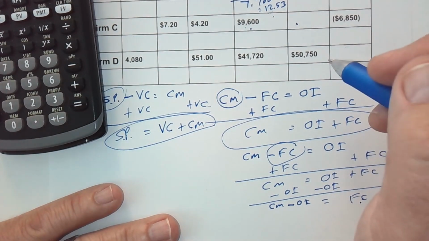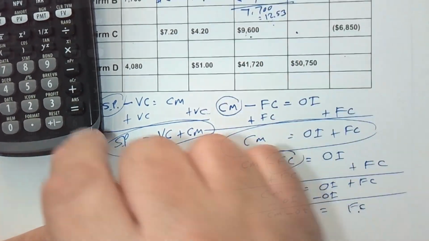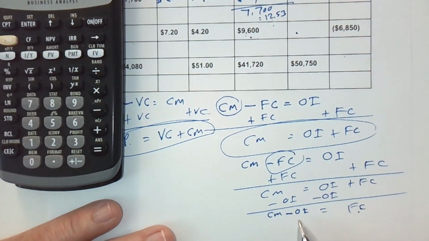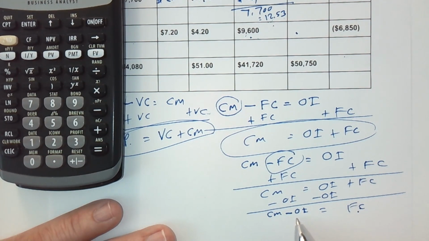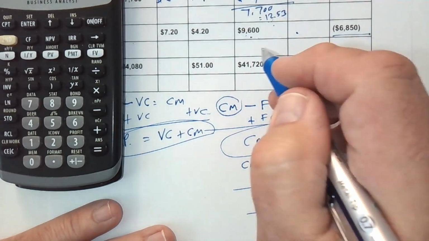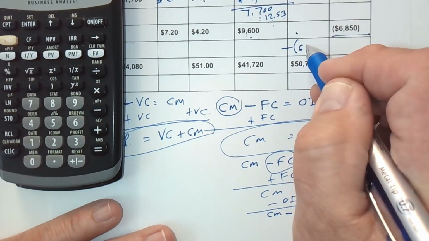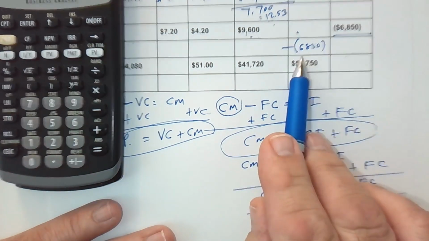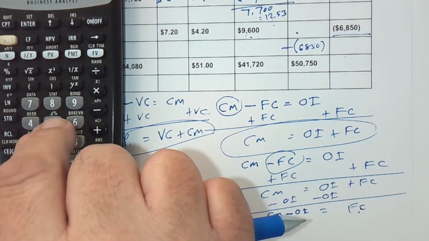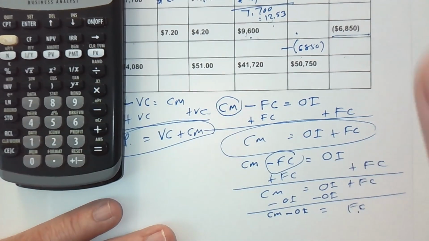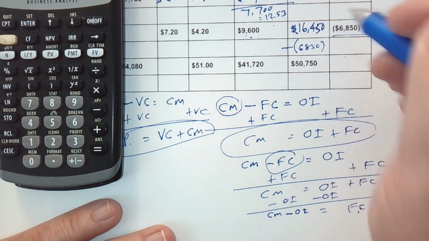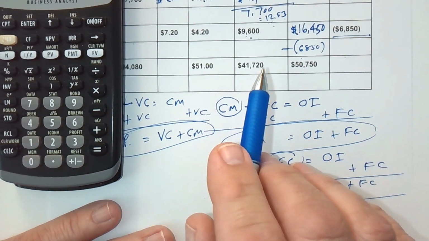Let's fill this in. So our contribution margin in this case is $9,600. And I'm going to subtract from that our operating income. If I'm subtracting a negative, that's the same thing as adding, right? Subtracting a negative is the same thing as adding. So to that, I'm going to add $6,850. And that gives me $16,450.